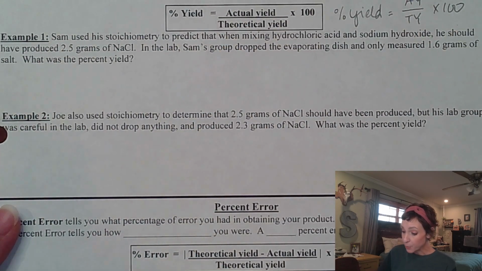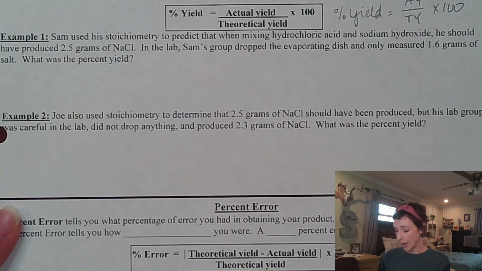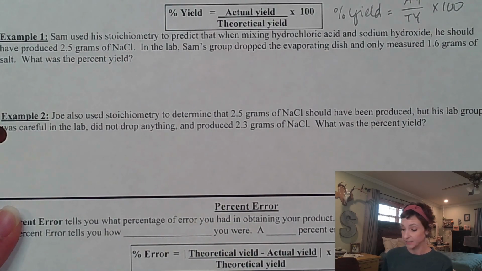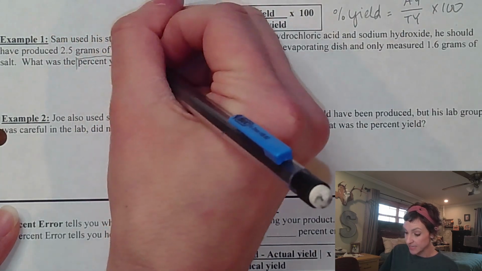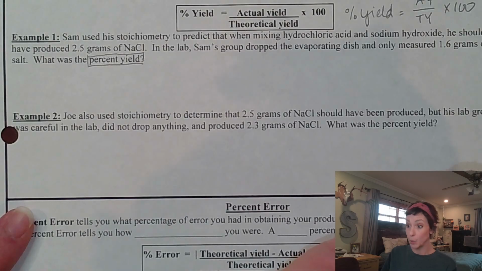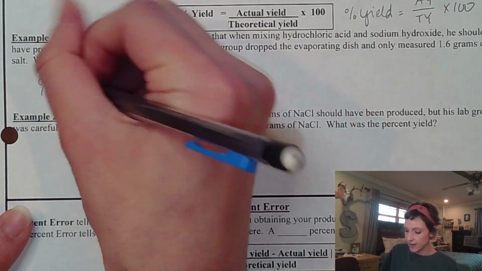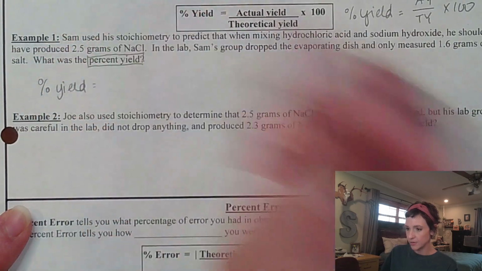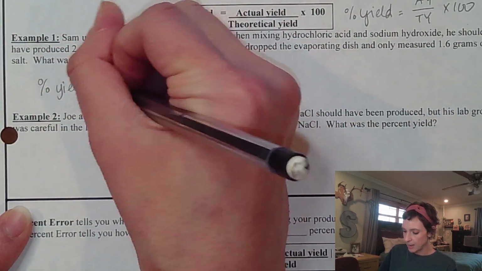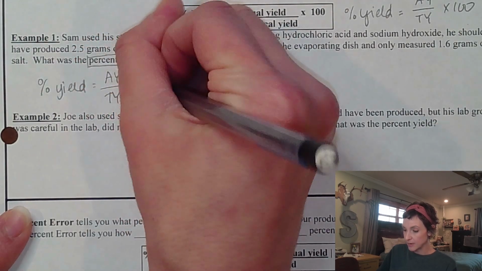Okay, example number 1. Sam used his stoichiometry to predict that when mixing hydrochloric acid and sodium hydroxide, he should have produced 2.5 grams of sodium chloride. In the lab, Sam's group dropped the evaporating dish, and then only measured 1.6 grams of salt. What was the percent yield? Okay, well, the question here is asking me to solve for percent yield. So I'm like, okay, if I've got to solve for percent yield, what is the equation for percent yield? So you're going to write the equation. And no matter, you can write it abbreviated. AY over TY times 100, right?